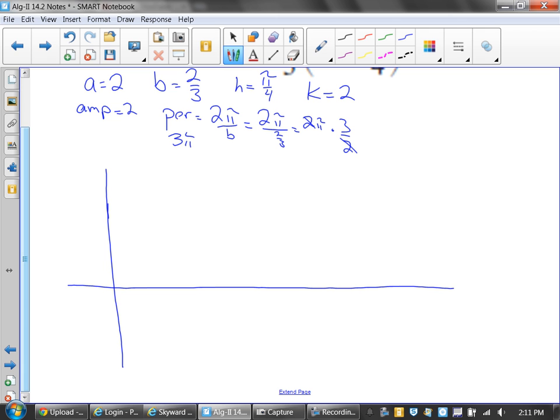This was a cosine problem, right? So I'll just put 3 pi here, 0 here. What's the halfway point? 3 pi over 2. And what are my other two? 3 pi over 4. And what's the last one? 9 pi over 4. Very good.